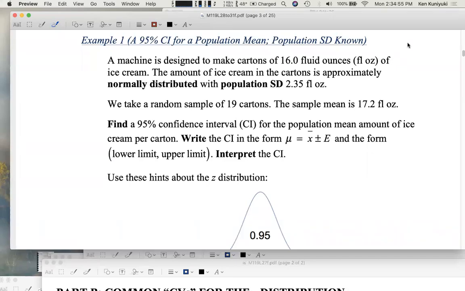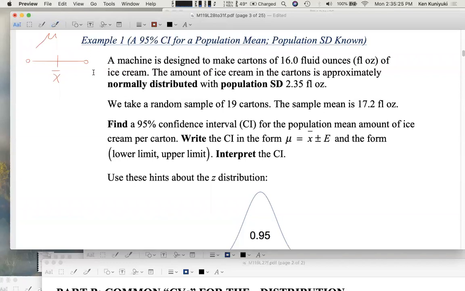Hi, everyone. Let's review our example 1 here, where we constructed a 95% confidence interval for a population mean. So we want a CI, a confidence interval, for mu. And it's going to be centered at the sample mean x bar. All of our confidence intervals for a population mean mu will be centered about the sample mean x bar.